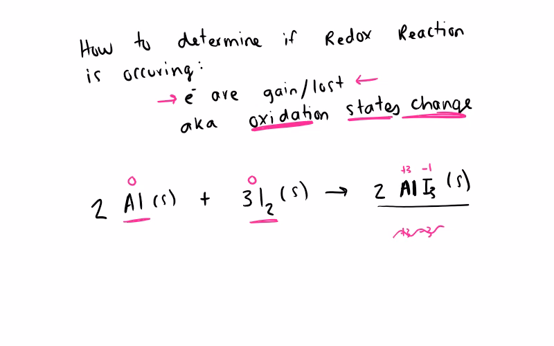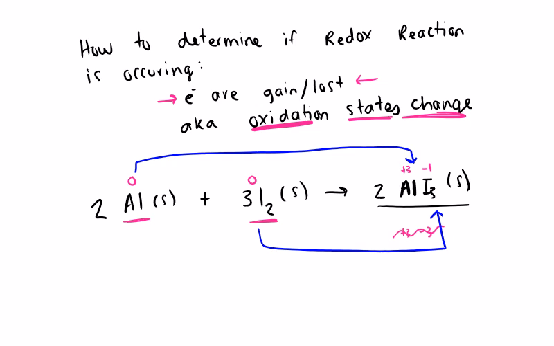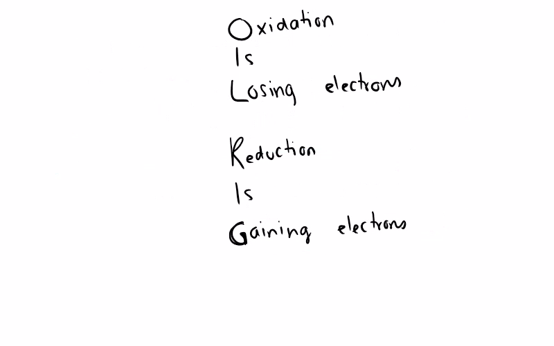So I know that I have a redox reaction because aluminum does not have the same oxidation number on both sides of my arrow. Neither does iodine. So this tells me that I do in fact have a redox reaction. Like I mentioned, we have to do a little bit of work, but then we can tell what has happened to our electrons.